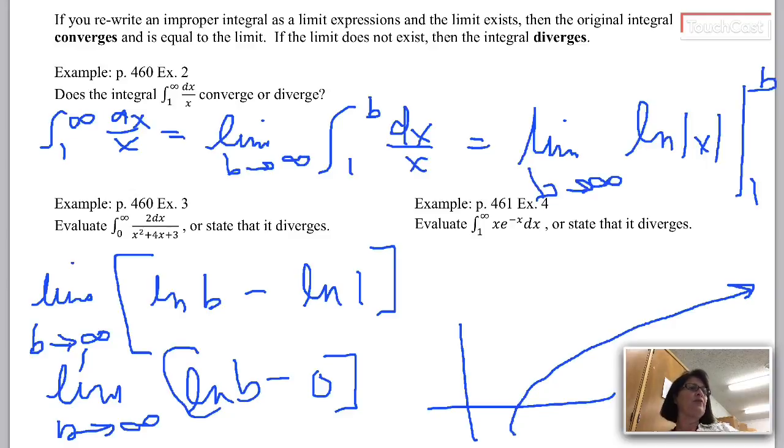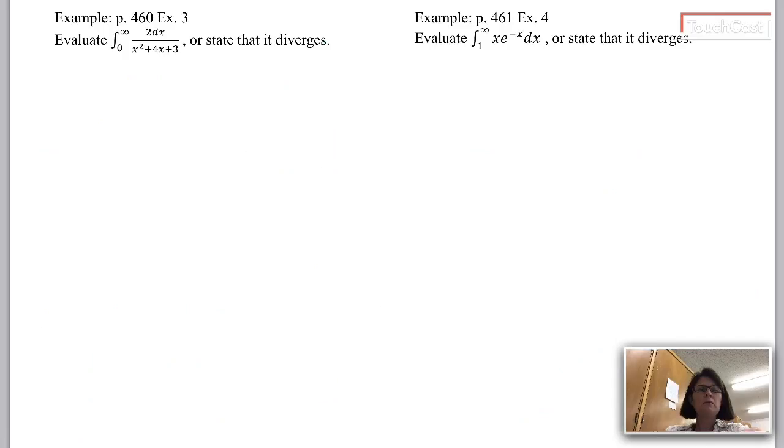What does the output tend toward? That's what I mean. So it's not going very fast, but as x approaches infinity, my output is also approaching infinity. So this limit is infinity, so that limit does not exist. So the answer to their original question: this integral diverges.